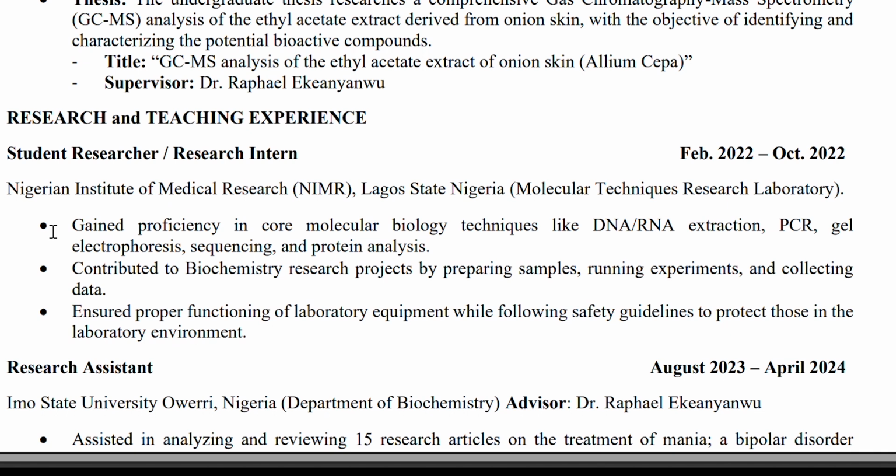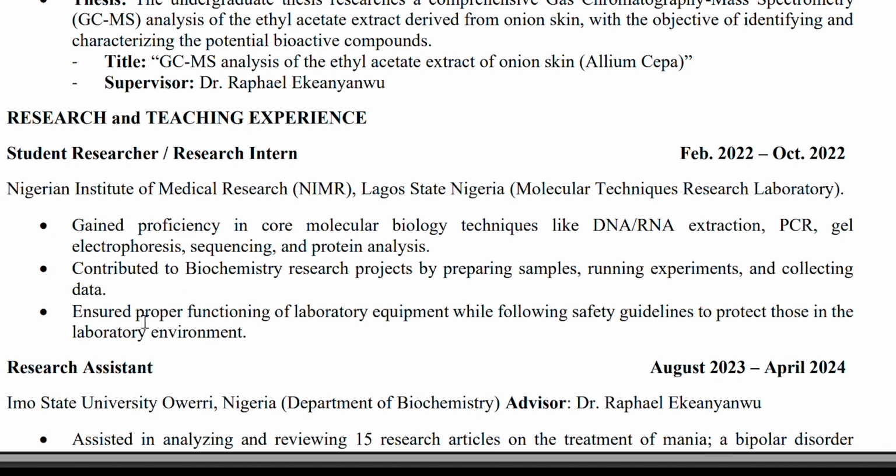Remember, don't forget to add the date when you started this volunteering experience. So for my research intern experience, I started in February 22 to October 22. Are we there? So next, look at the activities that I engaged in and contributed to, and the next one is ensuring proper functioning of laboratory equipment.